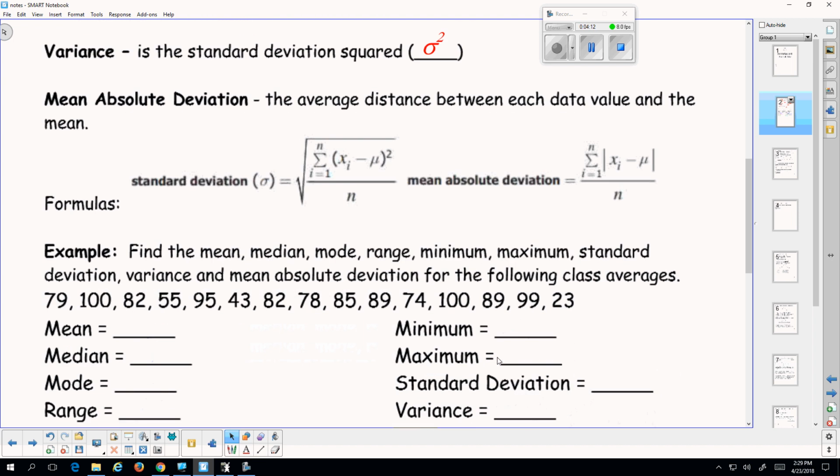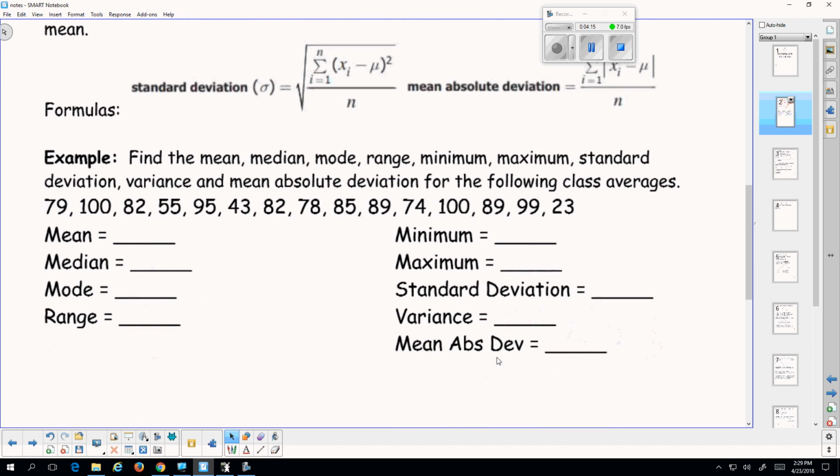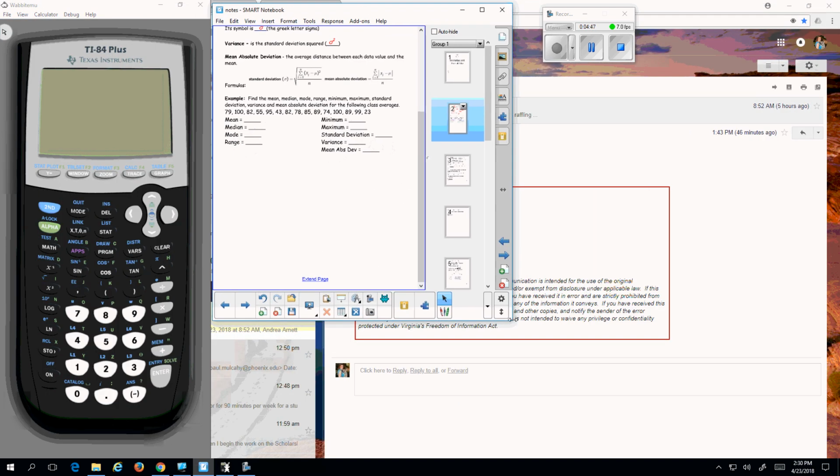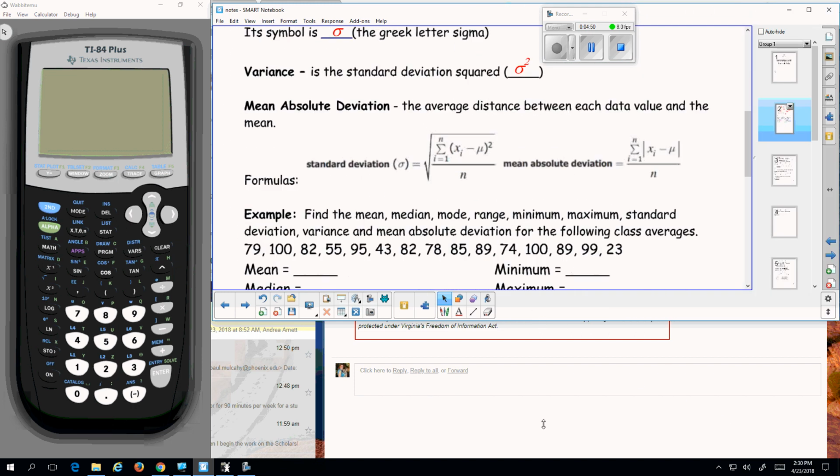Okay. We're going to do an example here. We're going to find the mean, median, mode, range, min, max, standard deviation, variance, and mean absolute deviation for the following class averages. Okay. And gone are the days when you'd have to add up all the numbers and then divide, count how many numbers you have and divide. You don't have to do that anymore, because if you have your calculator, it will do it for you. So make sure you have a graphing calculator in front of you and pull that out.